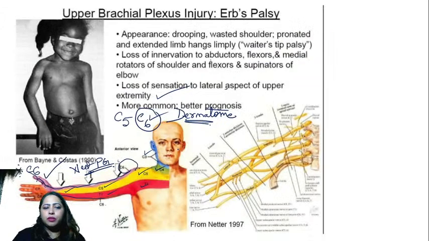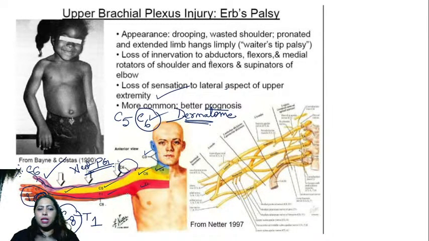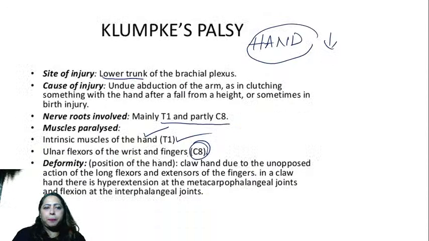Now let's go back to that picture. See here, this area is supplied by C8. Okay. So this area is supplied by C8 and Klumpke palsy is C8 to T1. See which area is T1. This is T1. The fingers, if you see, this is C8. So this area will be Klumpke's. The thumb side will be Erb's. So this side, little finger side, is Klumpke's.